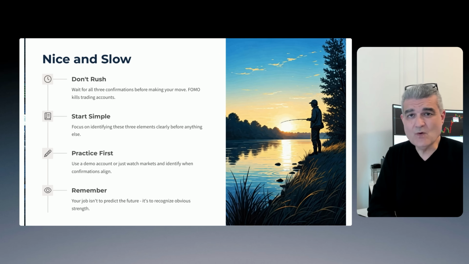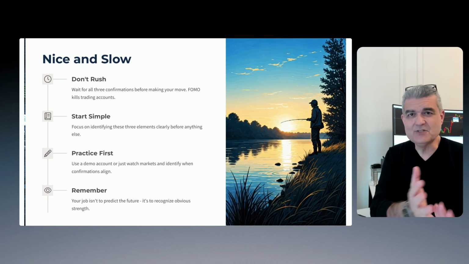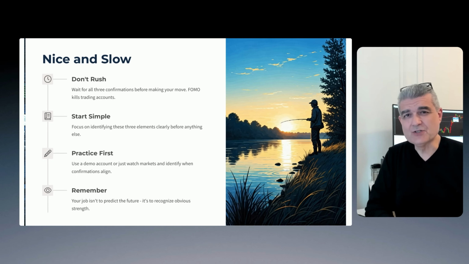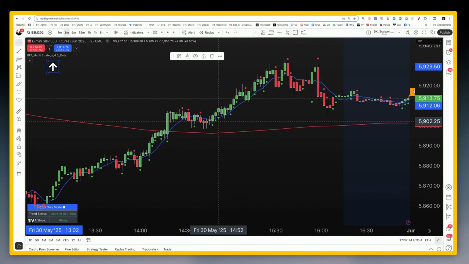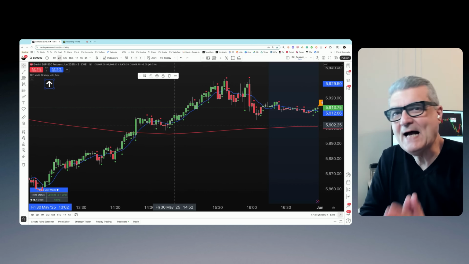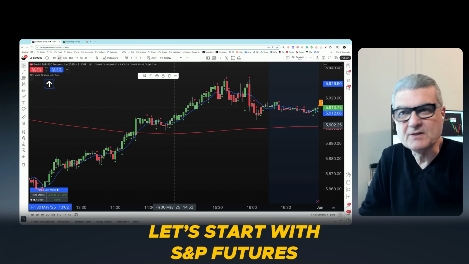So if you miss one, don't worry. The next one is coming in a few minutes. Don't jump, don't rush, take it easy, but follow these 3 steps. Let's take a look at the charts and see exactly how they set up for winning trades. So now let's go to the actual markets. Let's talk about how this 3-component confirmation strategy works in real markets.